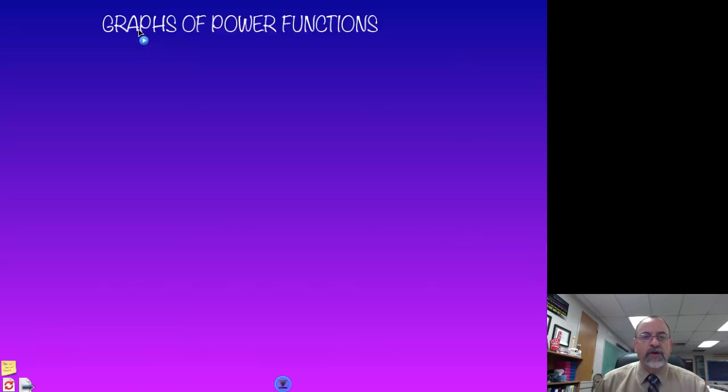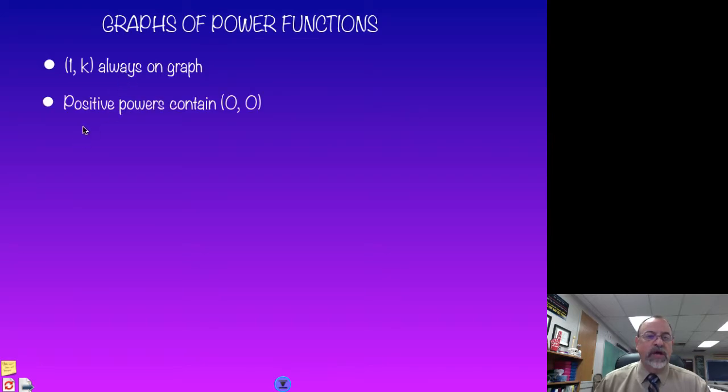So for the graphs of power functions, there are a few things that will always be on the graph. You can make a list of these, and if you go through the list, you won't have any problems at all. First of all, the point (1,k) is always going to be on the graph. And remember, k is that constant in front of the variable that's been raised to the power a. Any positive power will also contain the point (0,0). So along with (1,k), (0,0) will also be on the graph if the power is positive.